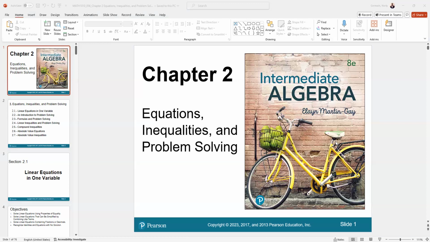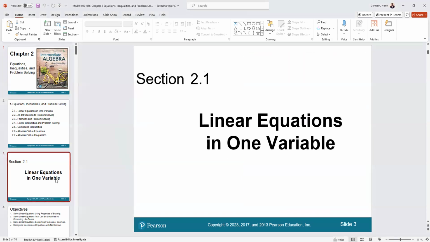So in this video, we're going to start with chapter two: equations, inequalities, and problem solving. Without further ado, I think it's better that we complete this video with only section 2.1, linear equations in one variable. In other videos, we're going to introduce you to problem solving, formulas and problem solving, linear equations and problem solving, compound inequalities, absolute value equations, and absolute value inequalities. But let's focus on linear equations in one variable.